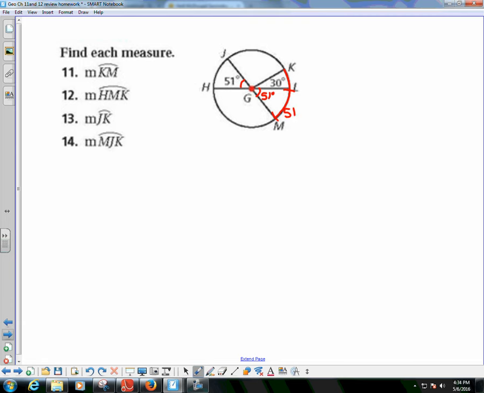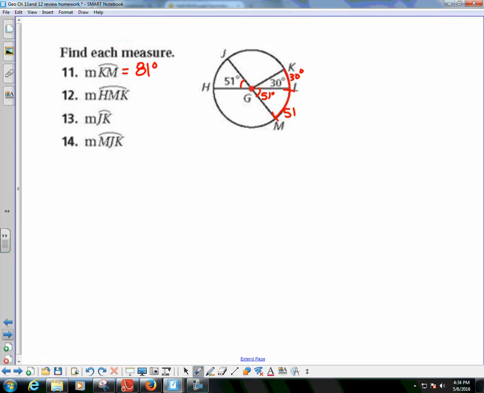And honestly, I don't know if that 30 is telling me about this arc or that central angle, but either way, because it's a central angle and its arc, they're both congruent to each other. And I can say that my arc KM is equal to 30 plus 51, which is 81. We do arc measures in degrees, and we won't forget putting that degree sign on there.